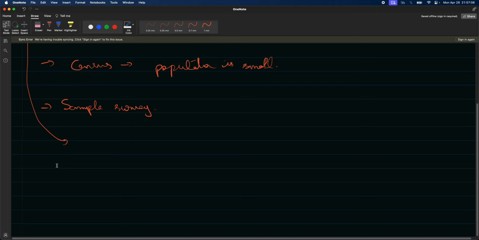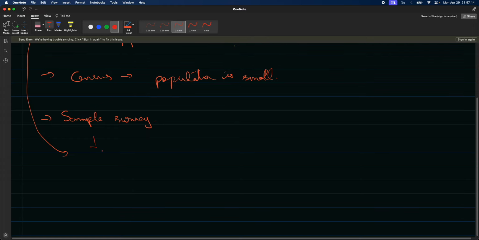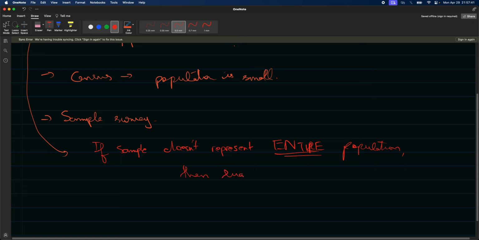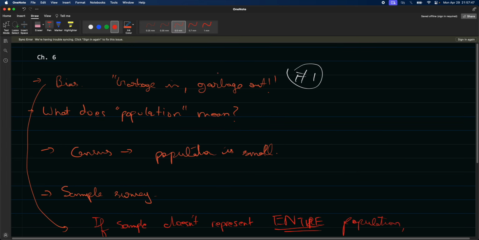A sample is biased if, I will write this down in red, the sample doesn't represent the entire population, then it's biased. And if it does not represent the entire population, it's biased and you can't do anything with it, garbage.